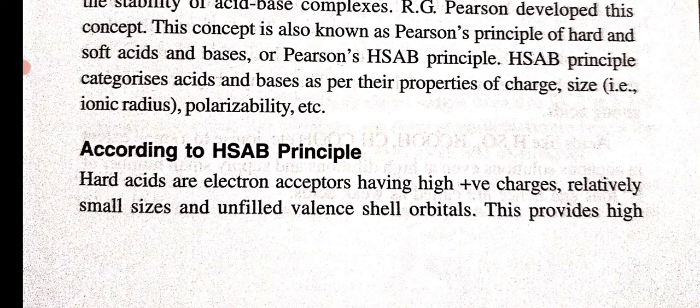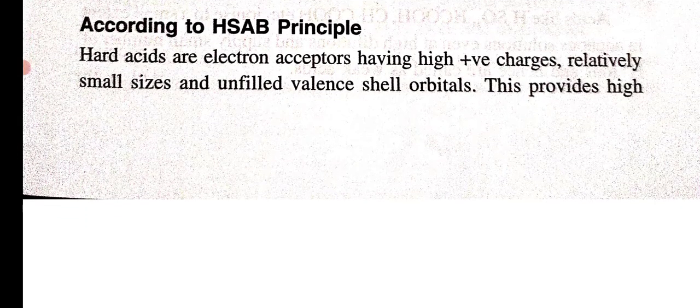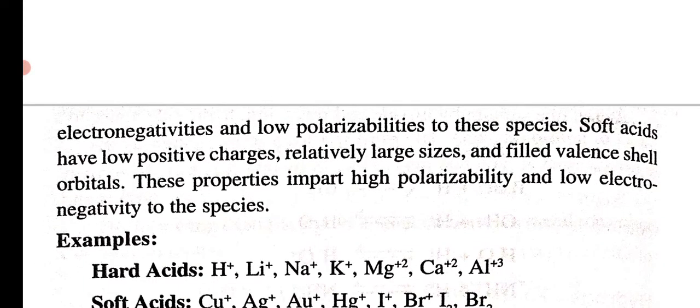According to the HSAB principle, hard acids are electron acceptors having high positive charges, relatively small size, and unfilled valence shell orbitals. This provides high electronegativities and low polarizability to these species. Soft acids have low positive charges, relatively large sizes, and filled valence shell orbitals. These properties impart high polarizability and low electronegativity to the species.